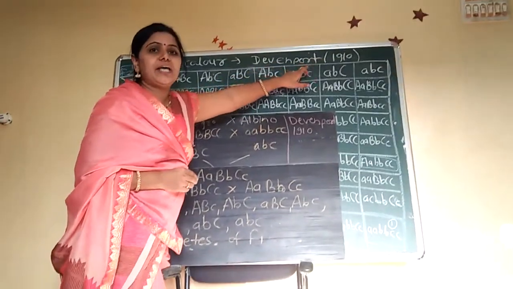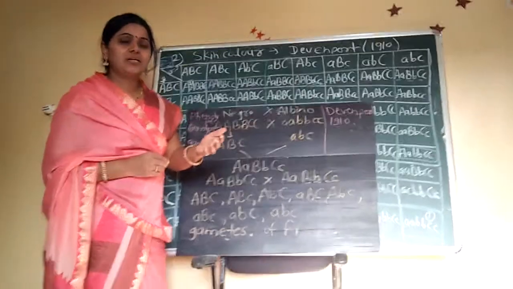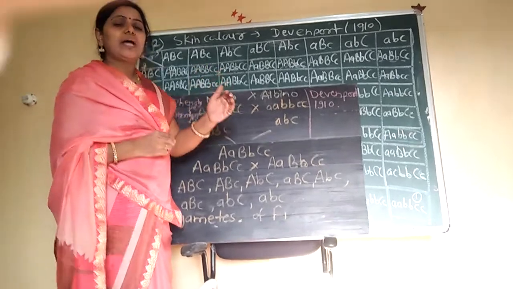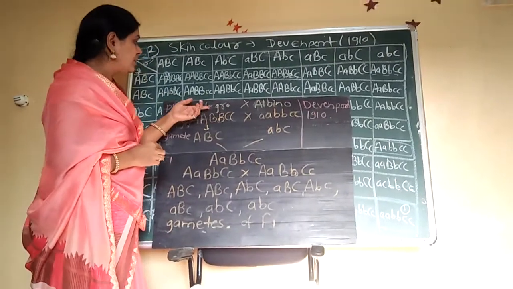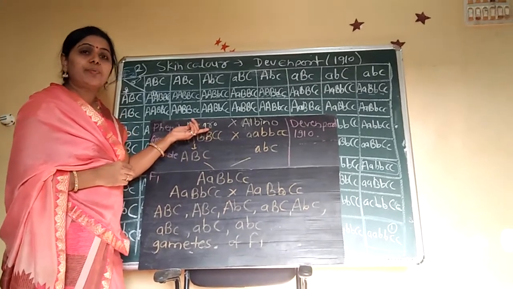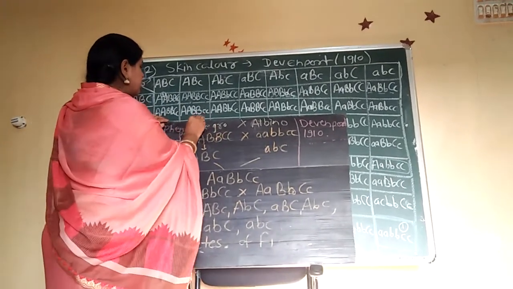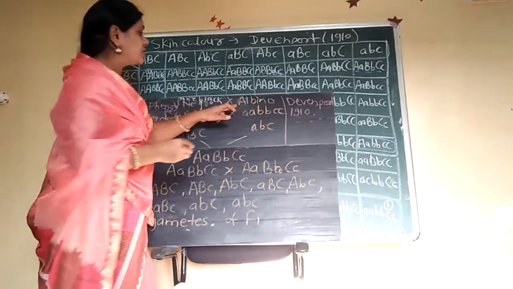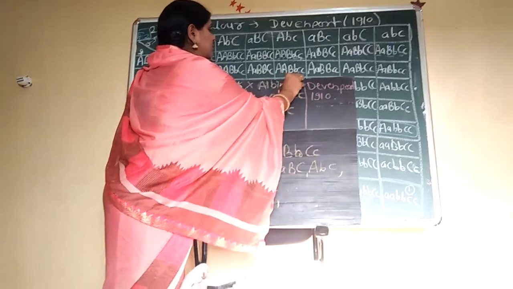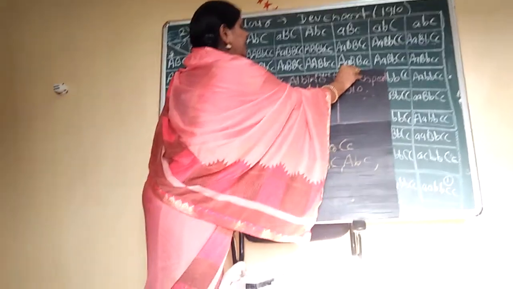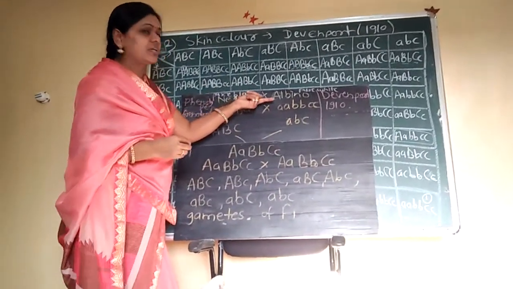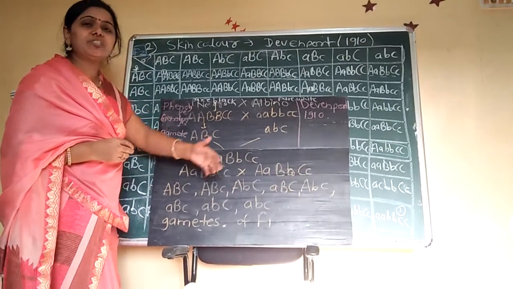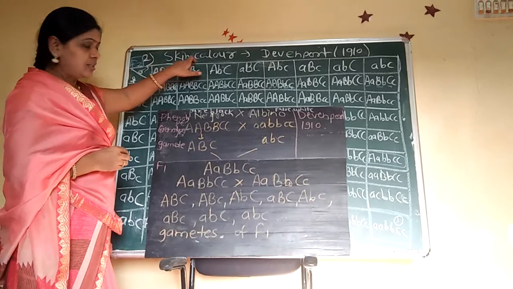Davenport, in 1910, studied the population in the USA, the Negro and the albino people. Negro means the darkest, pure black people, and albino means pure white. When he studied these two populations in the USA, he found continuous variation in human skin color.